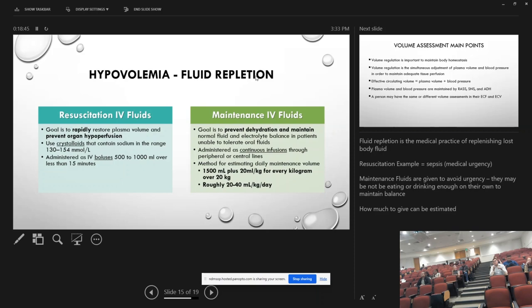I usually use 20 to 40 mils per kilo per day, but other equations would be 1.5 liters plus 20 mils per kilo for every kilogram over 20 kilograms. So you can use either one. They're going to give you roughly the same amount of fluid. They're off by a factor, but I just find it easier to remember 20 to 40 mils per kilo per day.